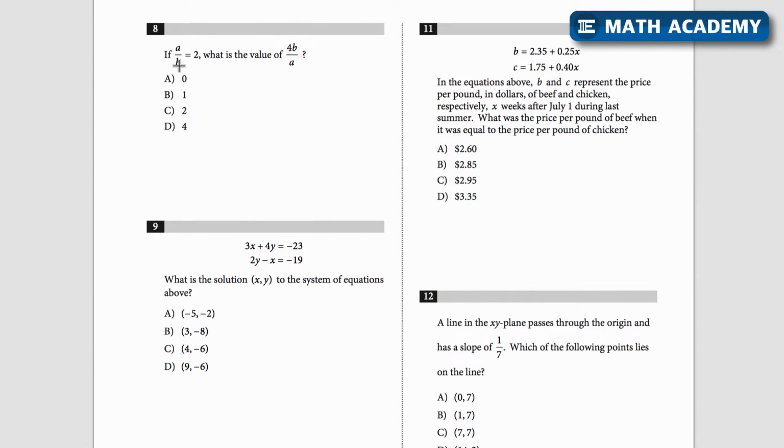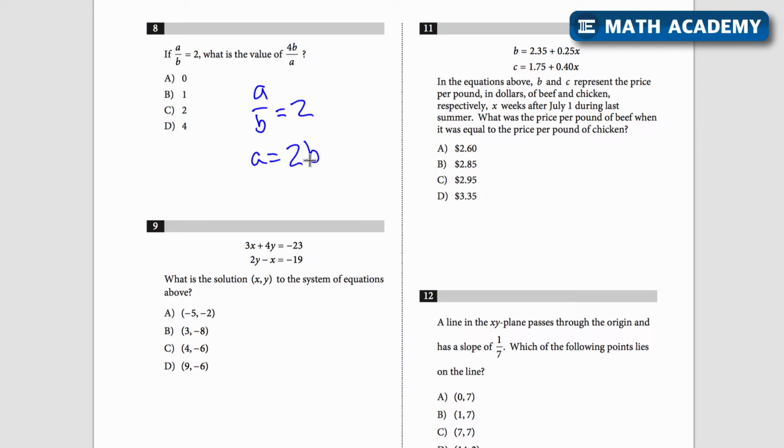Number 8. If A over B equals 2, what is the value of 4B divided by A? There's a couple ways to do this. The first one might be to use substitution. So if we have A over B equals 2, I could say that A would equal 2B. I just multiply both sides by B.